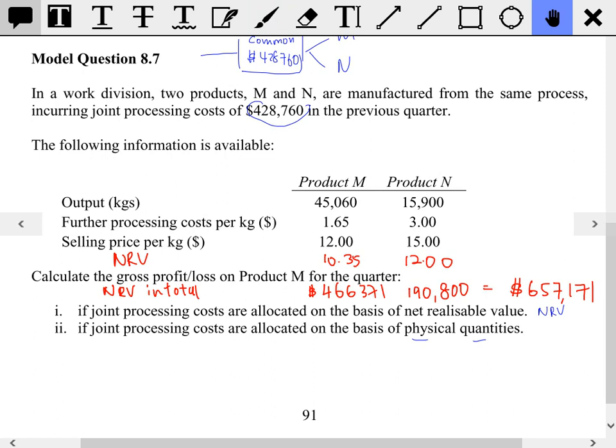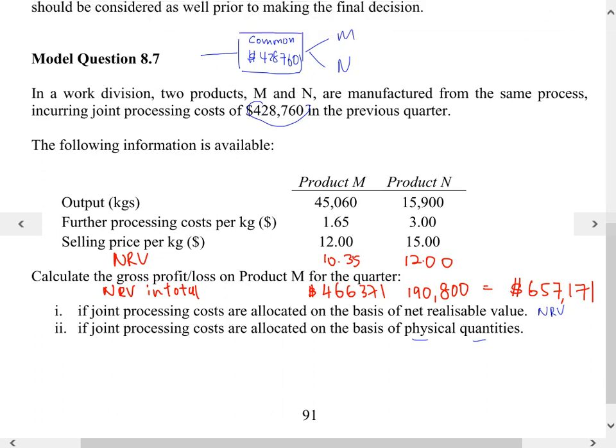Okay. So, method 1, allocate my 428,760 based on this proportion, NRV. You know what to do already? Okay, 466 divided by the total, you times with the cost. That's how you allocate. Can we do the allocation here? Allocation based on NRV. How much?